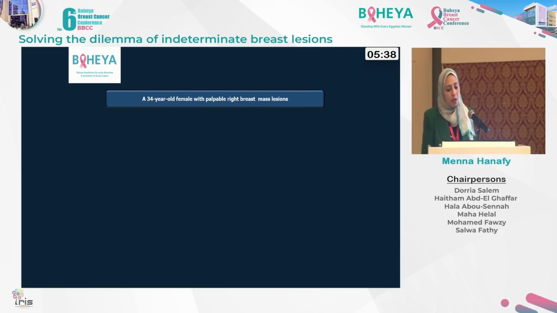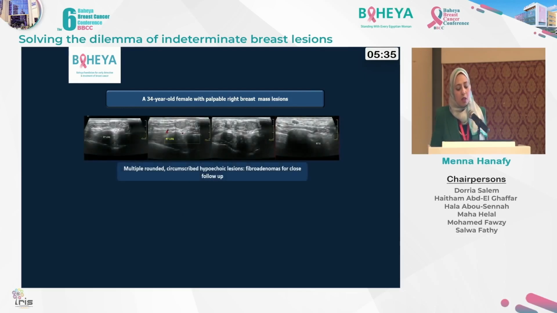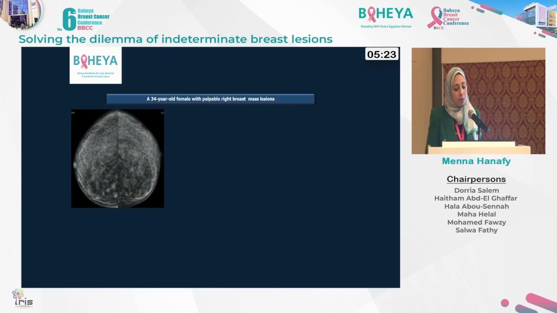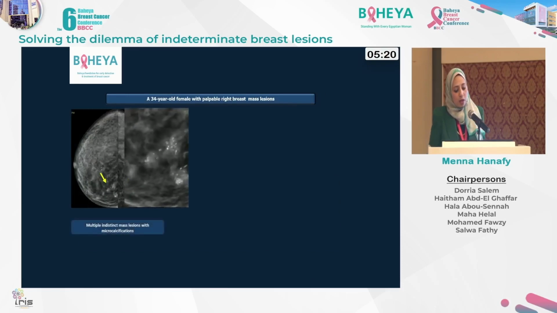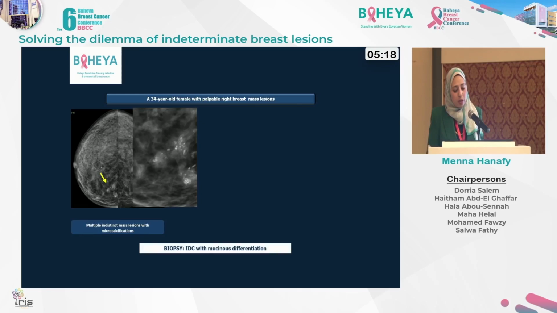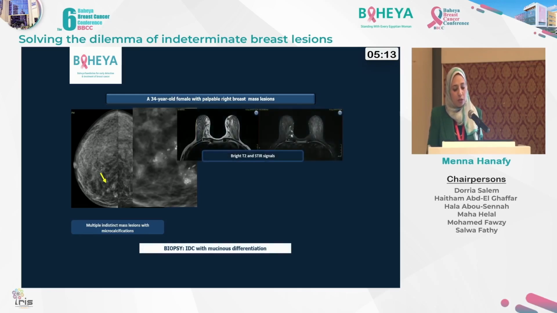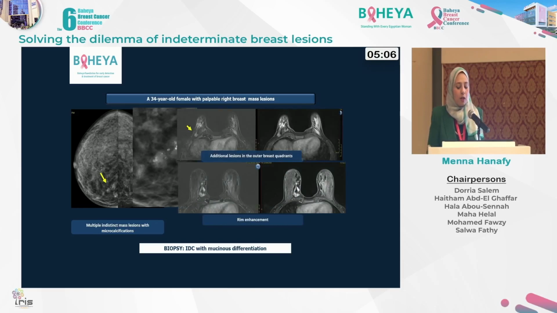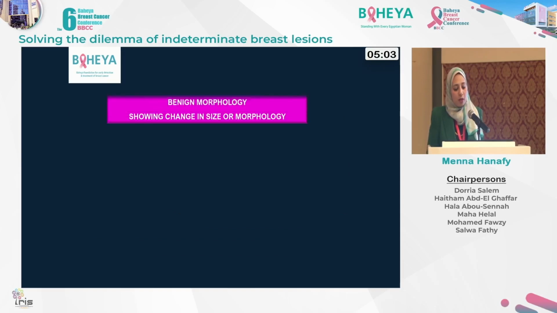A 34-year-old female presented with a palpable right breast mass. Her ultrasound revealed multiple rounded circumscribed hypoechoic lesions. Initially, it was diagnosed as fibroadenoma for close follow-up. Upon follow-up, they showed change in size and morphology with development of calcifications, confirmed in mammography, which appeared as multiple indistinct mass lesions with microcalcification. Biopsy revealed invasive duct carcinoma with mucinous differentiation, appearing in MRI as bright T2 and STIR signal with rim enhancement, and MRI also showed additional lesions in the outer breast quadrant.